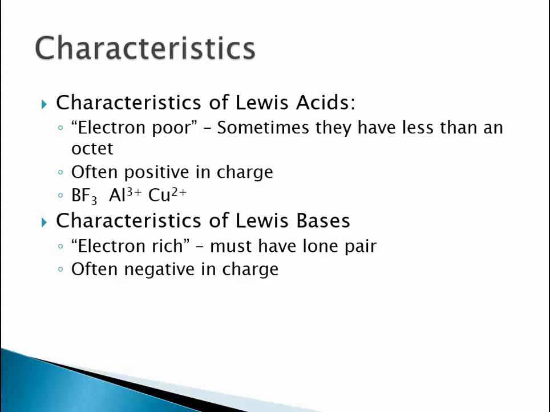Lewis bases are kind of the opposite. They're electron rich. You absolutely must have a lone pair of electrons to be a Lewis base, because Lewis bases are electron pair donors. So you have to have that lone pair to donate. Often, but not always, you're going to find that Lewis bases are negative in charge.